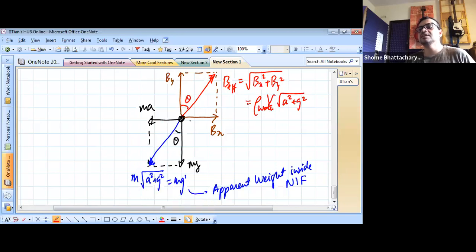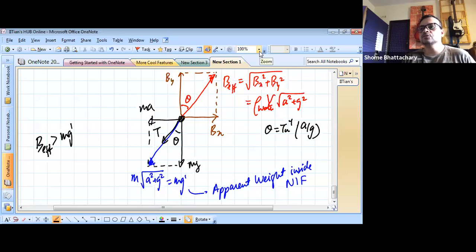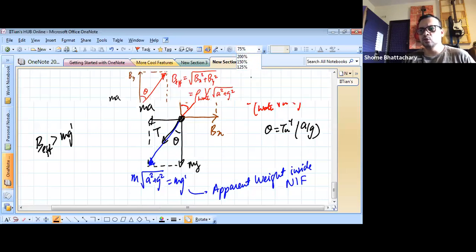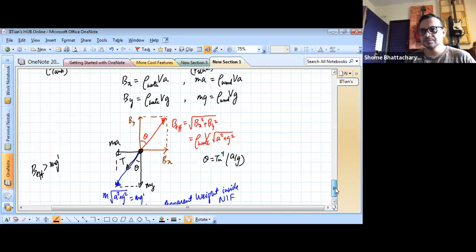But then this force will be more than this. The effective buoyant force will be greater than the apparent weight, and that's where tension comes in. So tension will balance the difference. So that theta will be tan inverse a by g. So this is the easy way of solving it without getting into too much vector analysis.